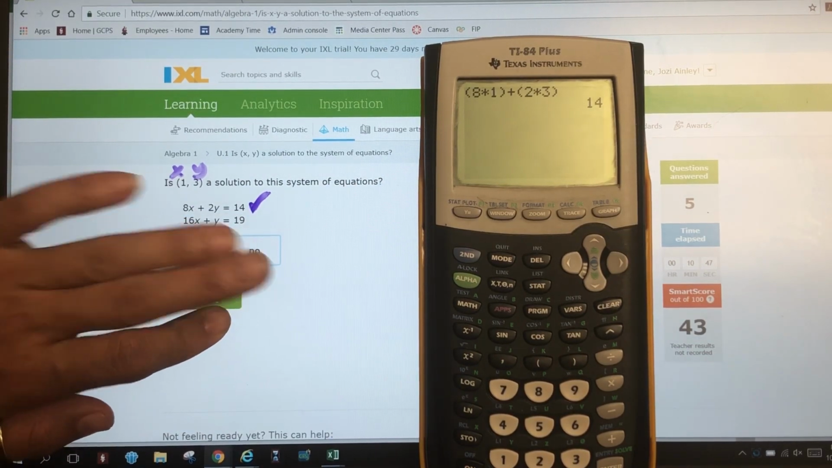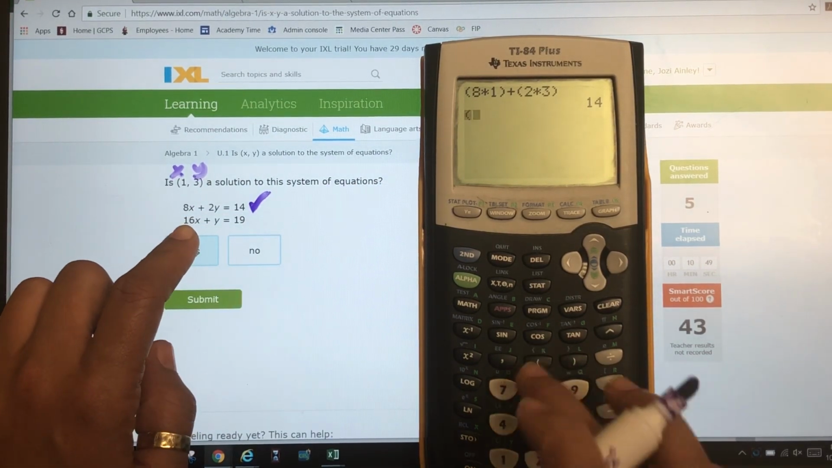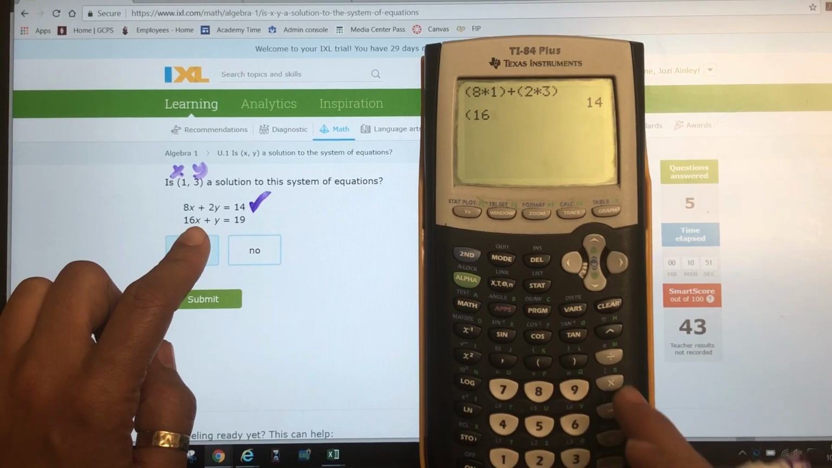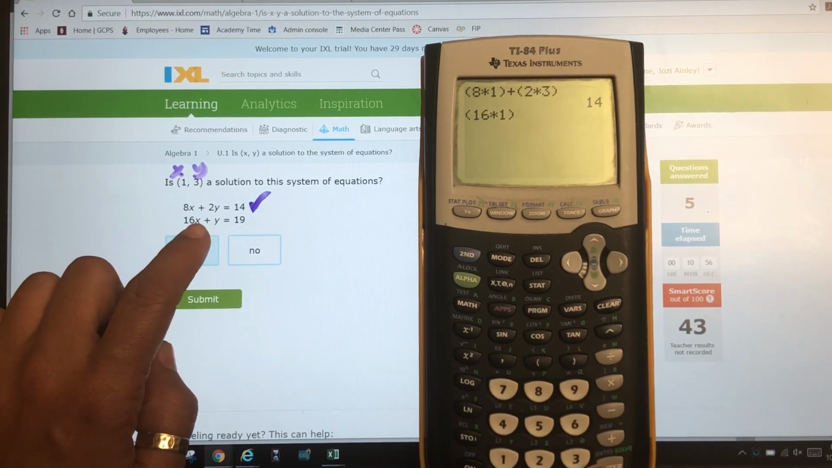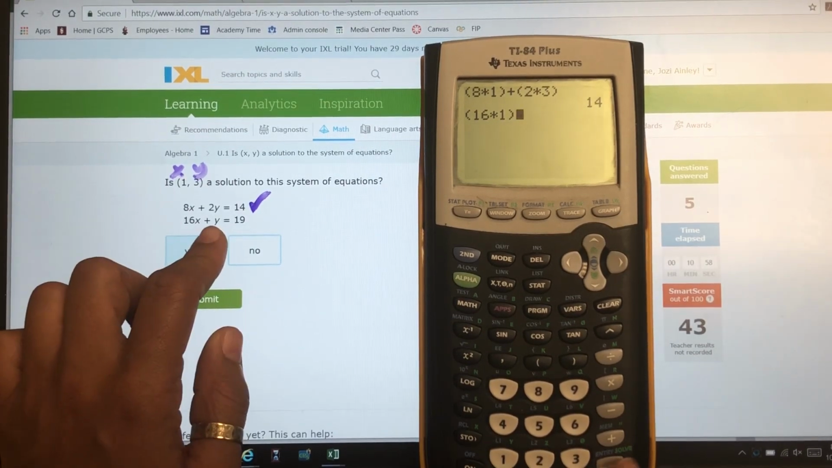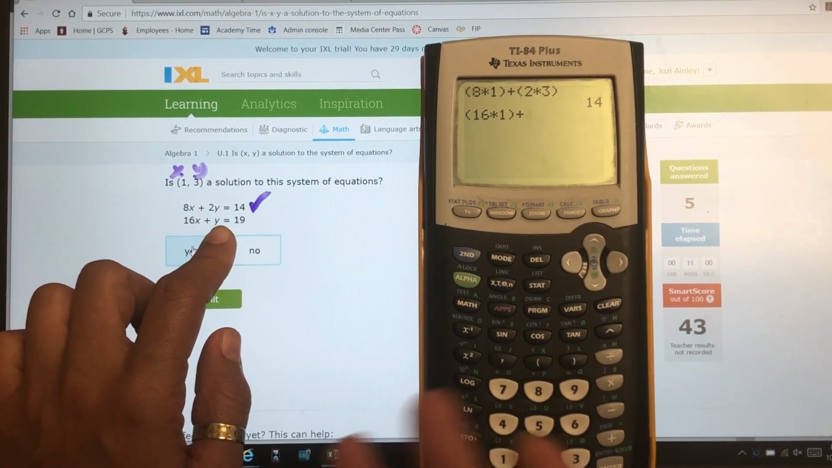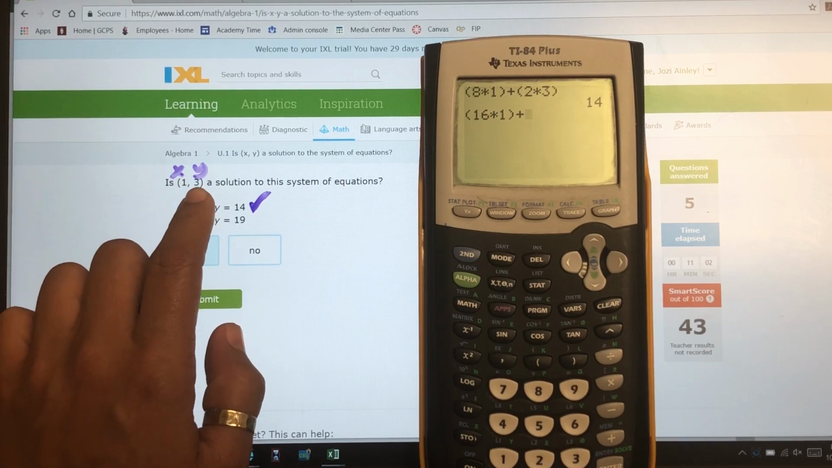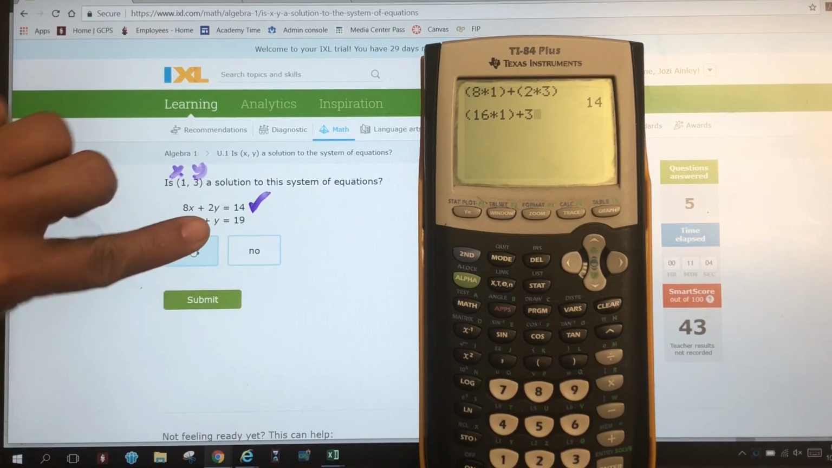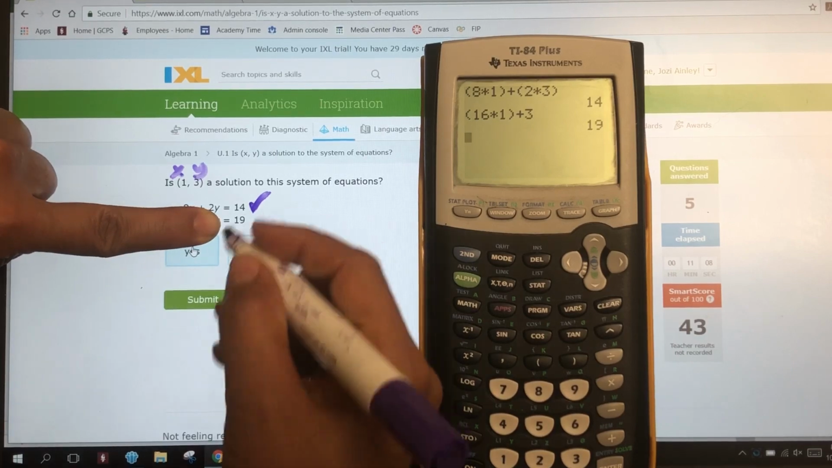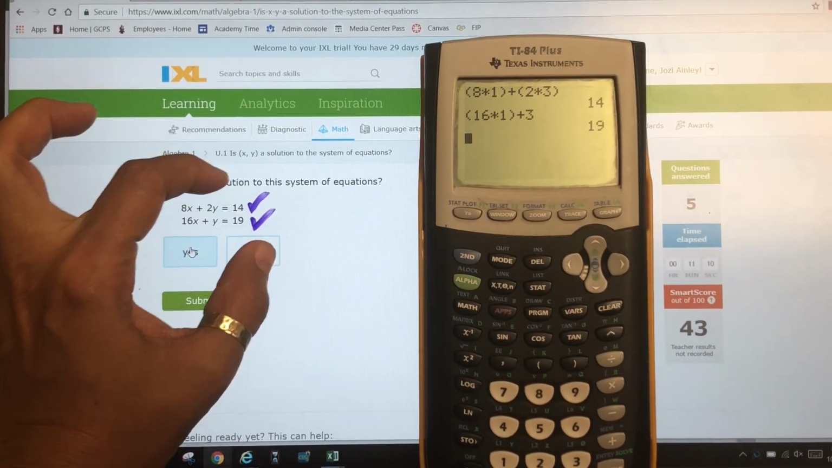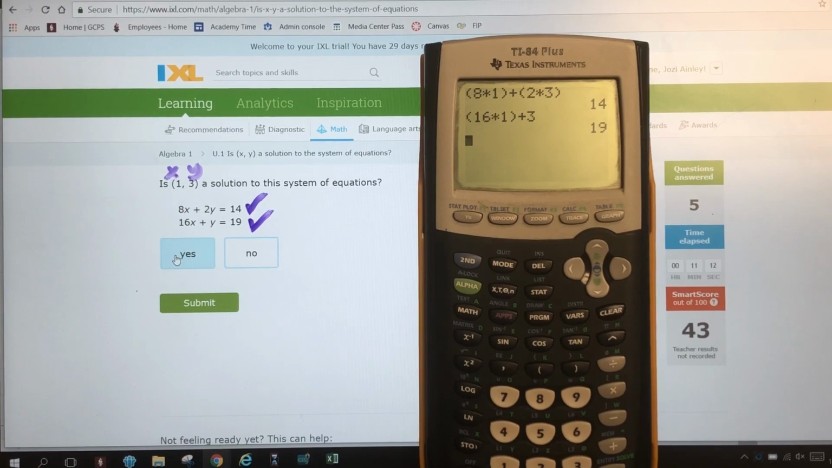Now let me look at the second one. I've got something together, open parentheses. I've got 16. What's the operation? Multiplication. What's x? 1. And then close it because the togetherness is done. Plus, and there's nothing together, it's just y. What's y? Y is 3. That's my left-hand side, and I'm checking if my left-hand side is equal to what? 19. Is it equal to 19? Yes, it is. If it works for both, that is a solution to the equation.